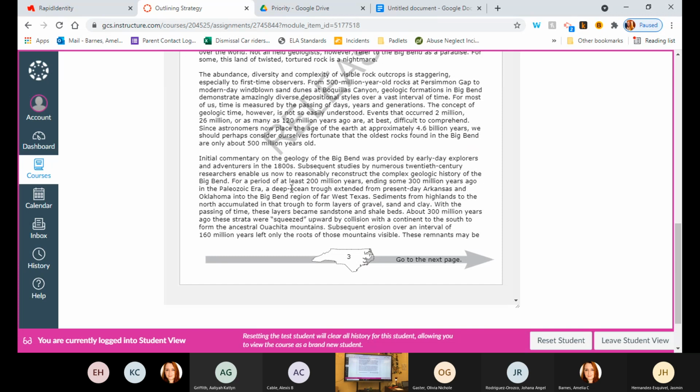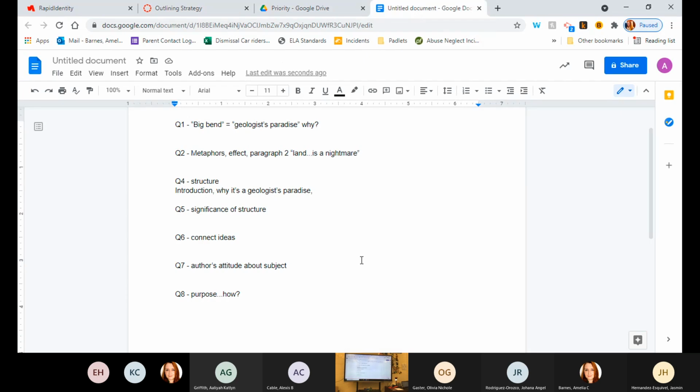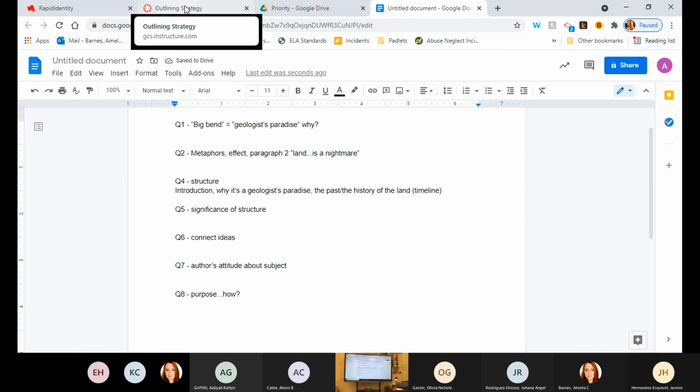What are these two paragraphs talking about? The past, so like the history or like the ancient history of the land. And it sort of gives it to you in like a timeline because you get like 200 million years and 4.6 billion years and in 1800. So it's giving you like the order in which things happen.